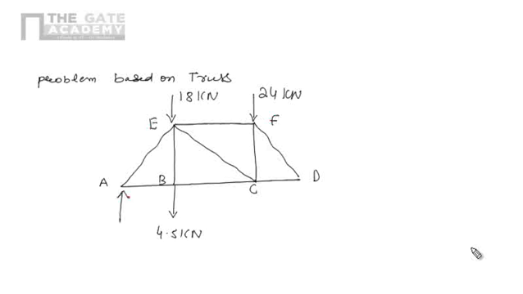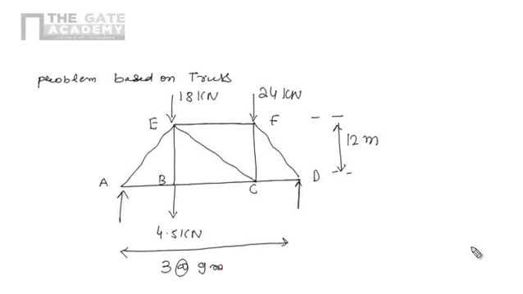Here there is a simple support, and here also there is a simple support. This distance is given as 12 meter, and the whole distance is 3 at the rate of 9 meter, equals 27 meters. So this is the given problem, in which we are interested in the force in member FC. So definitely we have to use the method of section.